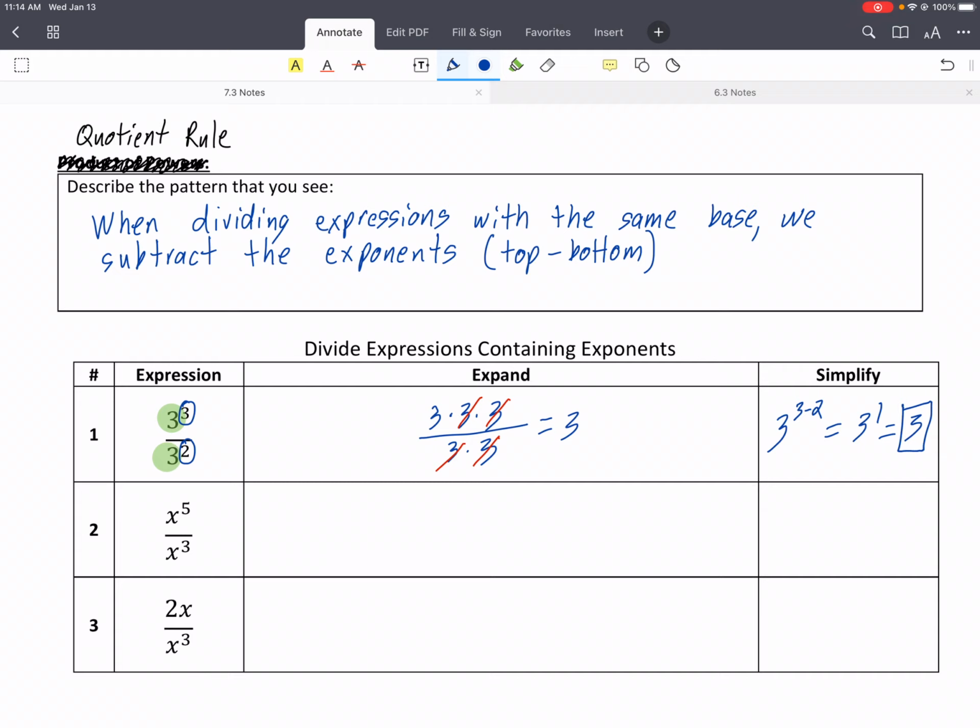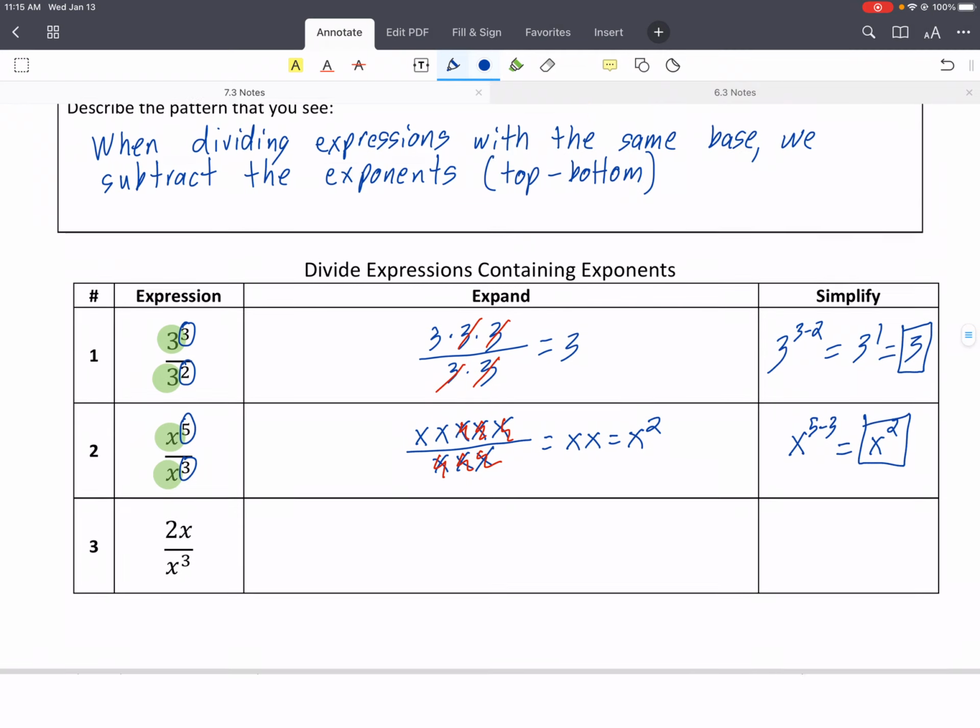And again, we could do the same thing with x's. So x to the fifth means we got 5 x's all over 3 x's. We have 3 on the bottom and more than 3 on the top, so we can cancel out the bottom ones and the top ones. So this just becomes x times x, which is x squared. Or if we use our rule, we have the same base of x, so our base is going to be x, and our top minus our bottom, 5 minus 3, means we get x squared. So again, this still works.